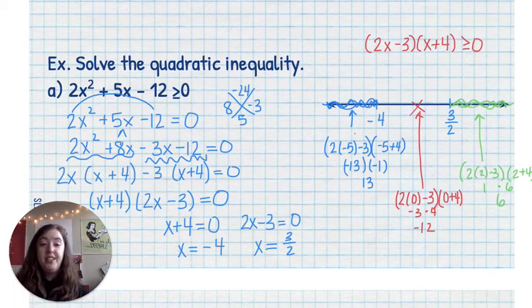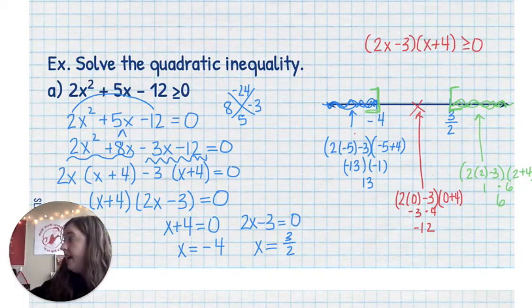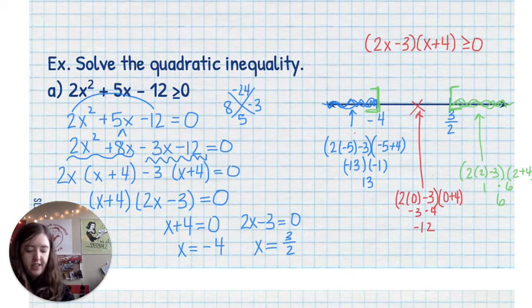Now what you actually tell me as the answer is going to be the interval notation of this. First of all, we have greater than or equal to, so we know that these need to be brackets on -4 and positive 3/2. So let's write that interval notation. Starting off way over to the left, we're starting at negative infinity.